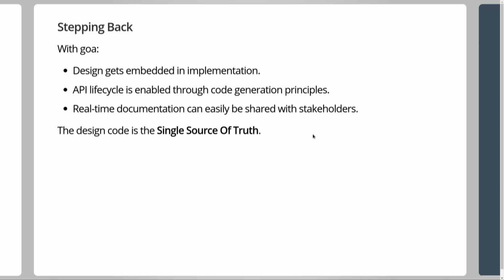The API lifecycle is enabled through code generation principles, so you can change the design, and what happens will make sense. It's nice. And the real-time documentation is really a big boon. Right? You can take that documentation served through Swagger and share that with product, with UX, with other dev teams, and they can just see in real time what the current design of the API is. So the design becomes the single source of truth for your service.